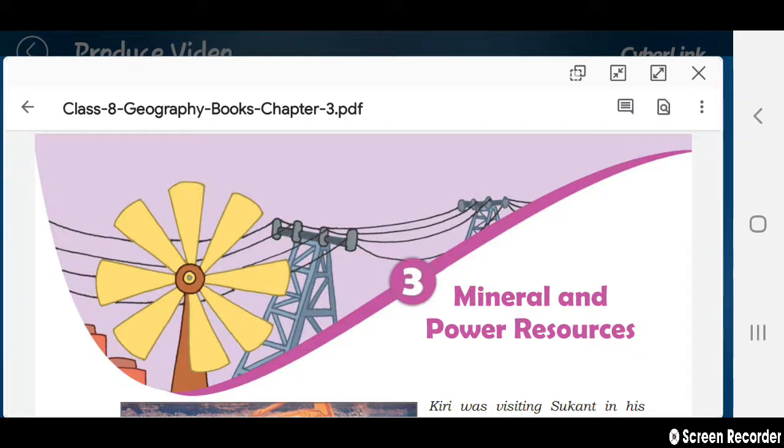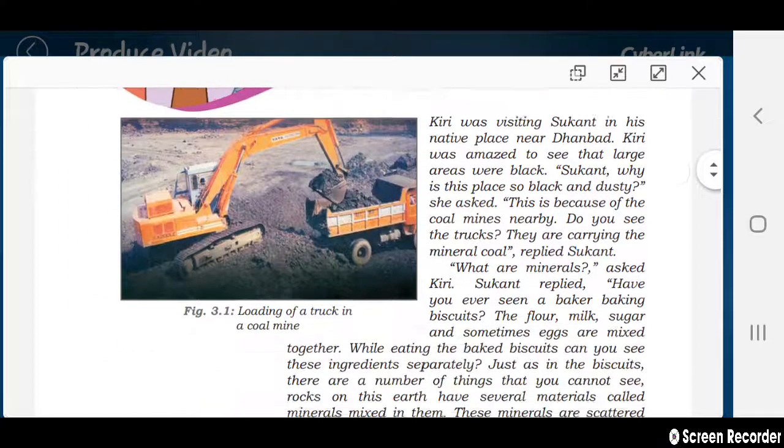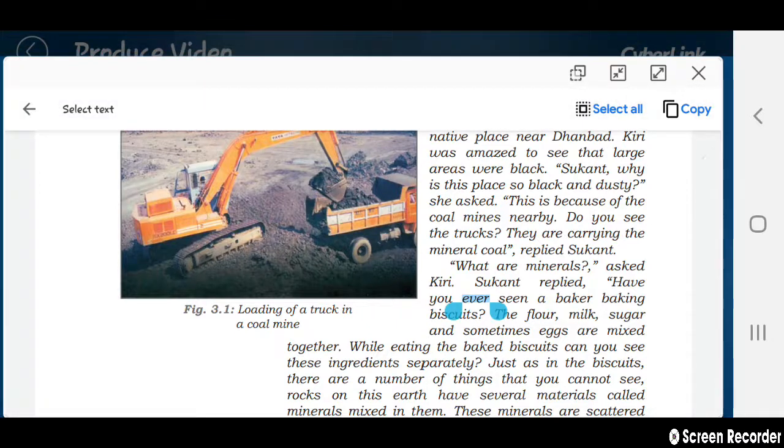So today I'm going to explain the 8th standard geography 3rd chapter, Mineral and Power Resources. So let us start the chapter with an example.